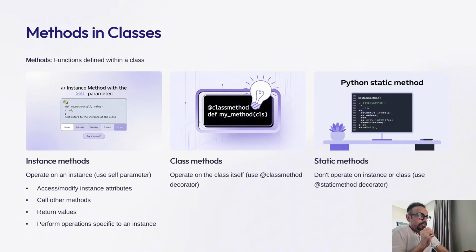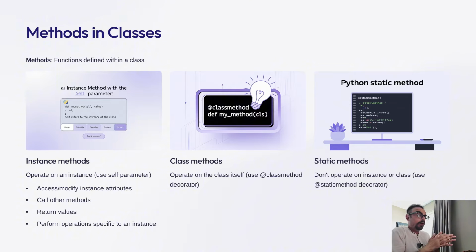Then class methods. What's the difference between instance and class methods? Class methods operate on the class level rather than the instance, and are defined with the @classmethod decorator that I will show you. So this is how it is defined, @classmethod. This is the decorator you will have to use whenever you define a class method, and this is on the class level. Static methods don't operate on either the instance level or the class level, and are defined with the @staticmethod decorator.